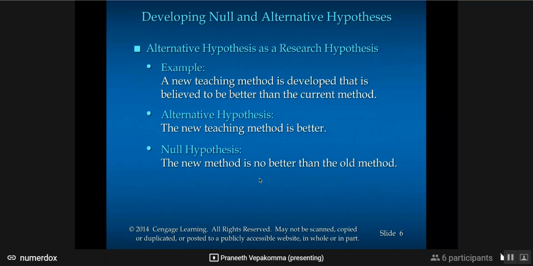Okay, these are some examples. Say a new teaching method is developed that is believed to be better than the current method, but you have to test it, right? You cannot just say we will use the new teaching method. The alternate is the new teaching method is better; the null is the new method is no better than the old. If it is no better than the old, you go with the null. If you think the alternate is better, you reject the null and go with the alternate.